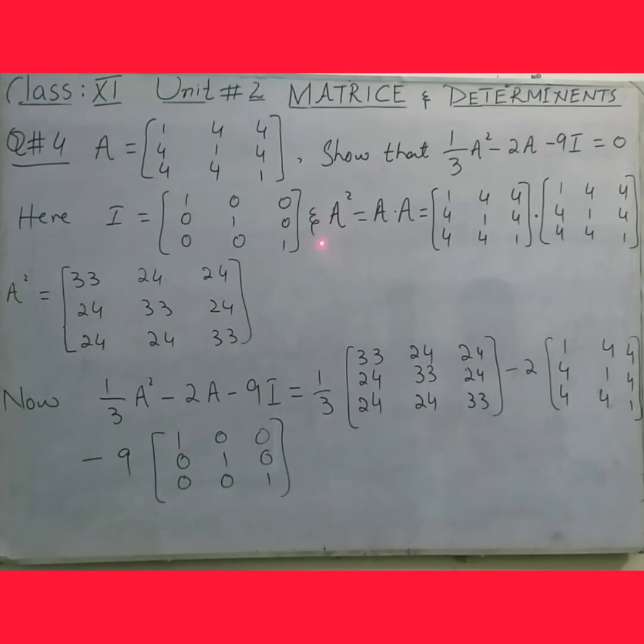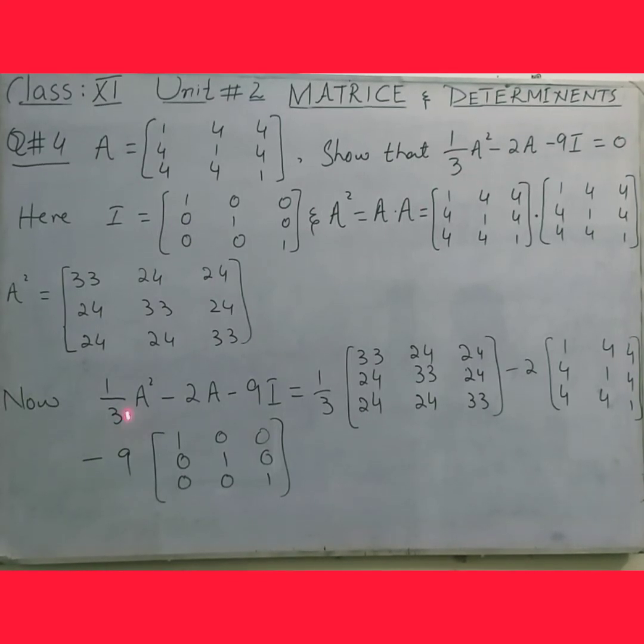And A² is equal to A into A. By putting the values of matrix A, we have A² equal to, after self-multiplication of the matrix, [[33,24,24],[24,33,24],[24,24,33]]. Now you can see the given matrix A has main diagonal 1 and the rest of the elements are 4. So their multiplication gives main diagonal 33 and the rest of the elements 24. Now we have to prove that this quantity equals 0.